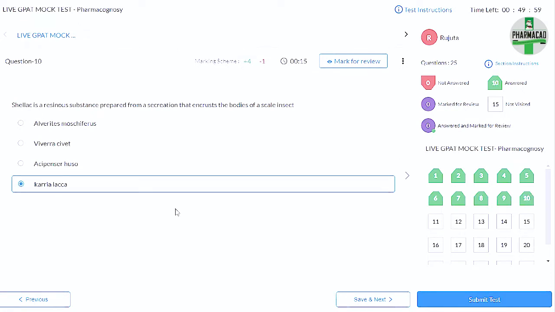Now, if you think you don't know this answer, shellac is nothing but lac. And from lac you can remember Kerria lacca. That is how you can relate. Try to relate the options with the question where you don't know the answer, and that will help you.